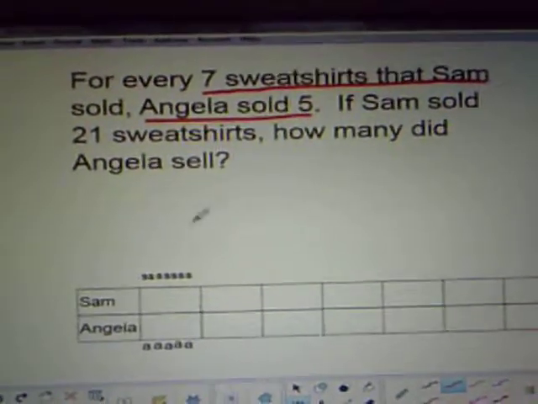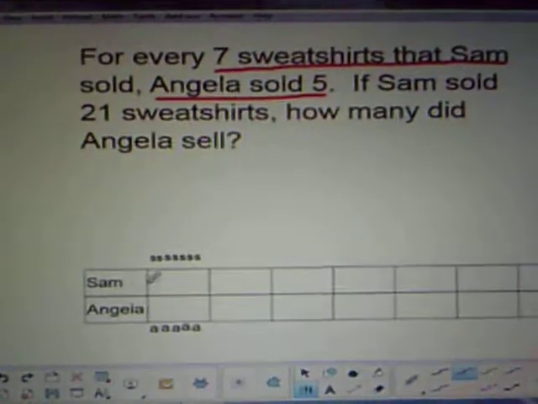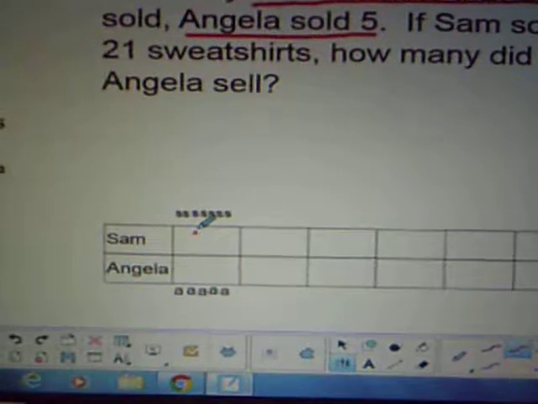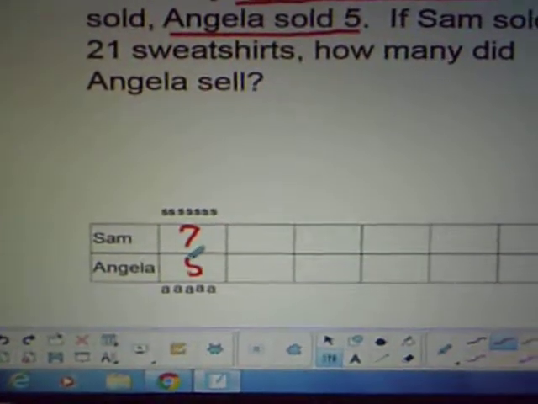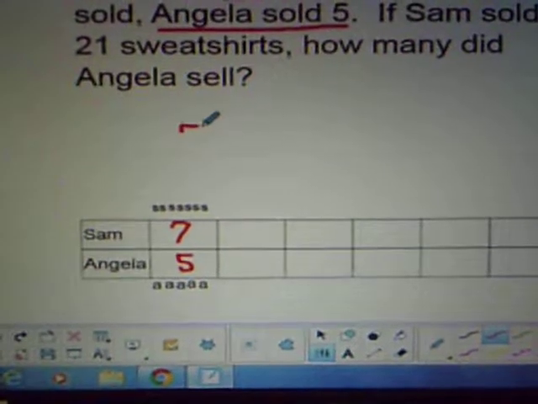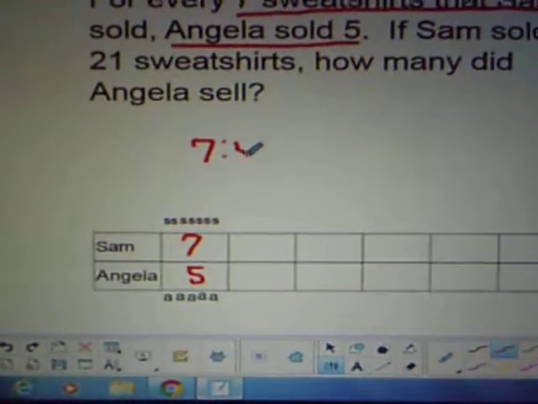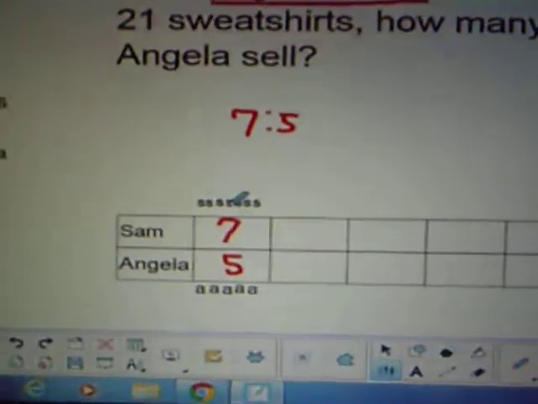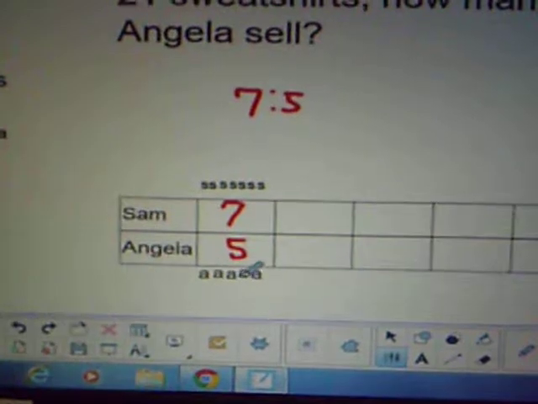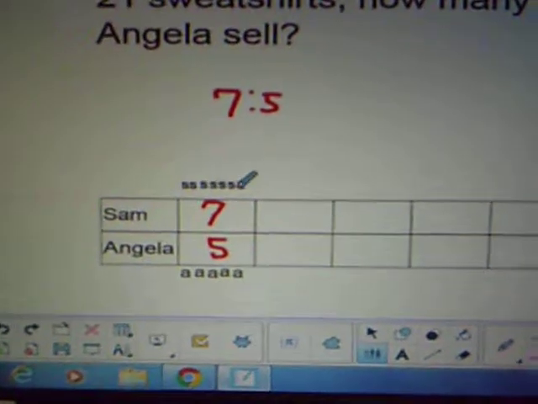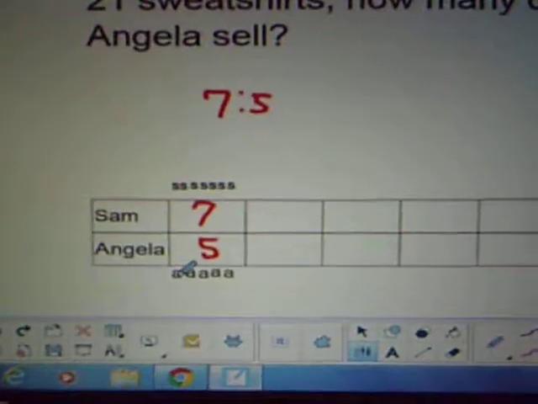So we can make a ratio of Sam's sweatshirts to Angela's. So in our ratio table, when Sam sells 7, Angela sells 5. So our ratio of Sam's sweatshirts to Angela's sales is 7 to 5. I used S to represent Sam's shirts, and I used A to represent Angela's. So every 7 shirts that Sam sells, Angela sells 5.